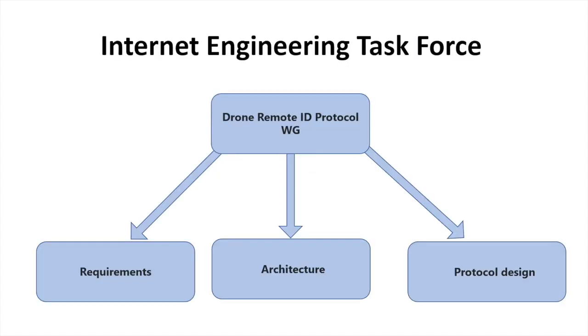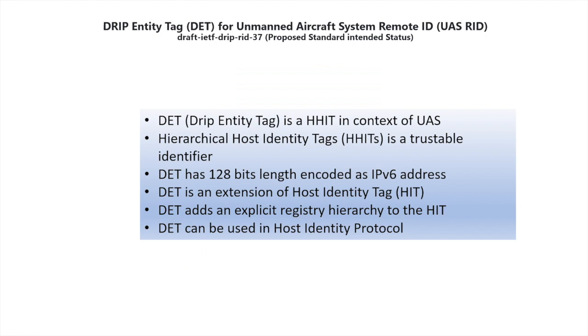As of today, the working group also published three Internet drafts related to proposed standards, but I expect more to come. The first one is DRIP entity tag for unmanned aircraft system remote ID. DRIP entity tag, DET in short, is a label for hierarchical HIT in the context of unmanned aircraft systems. So when I talk about DET, I reference hierarchical HIT.